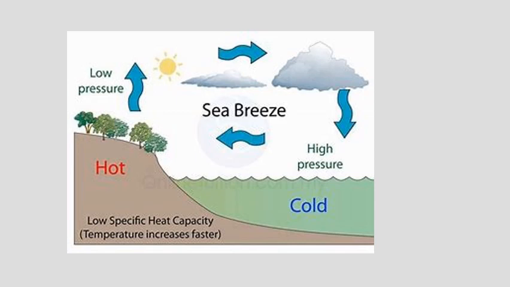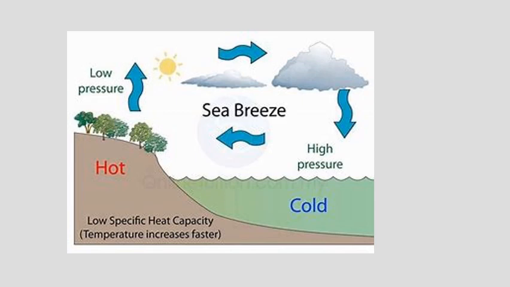So let us study, because I had already explained to you that the heating capacity of the land and the sea is different. So due to this difference in the heating capacity, due to this difference in the rate of heating and cooling of the land and the sea, the land breeze and the sea breeze are generated. So first let us understand the sea breeze.